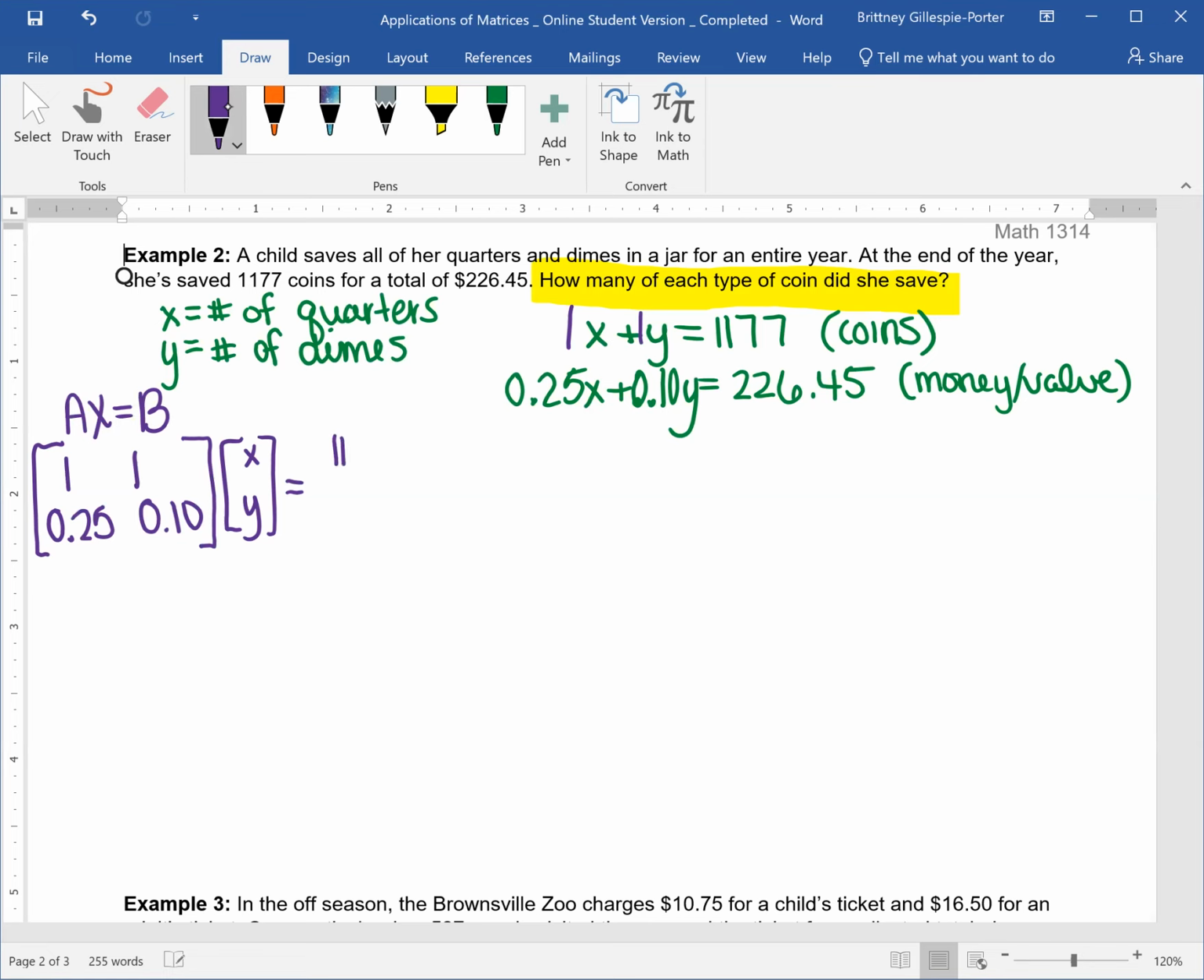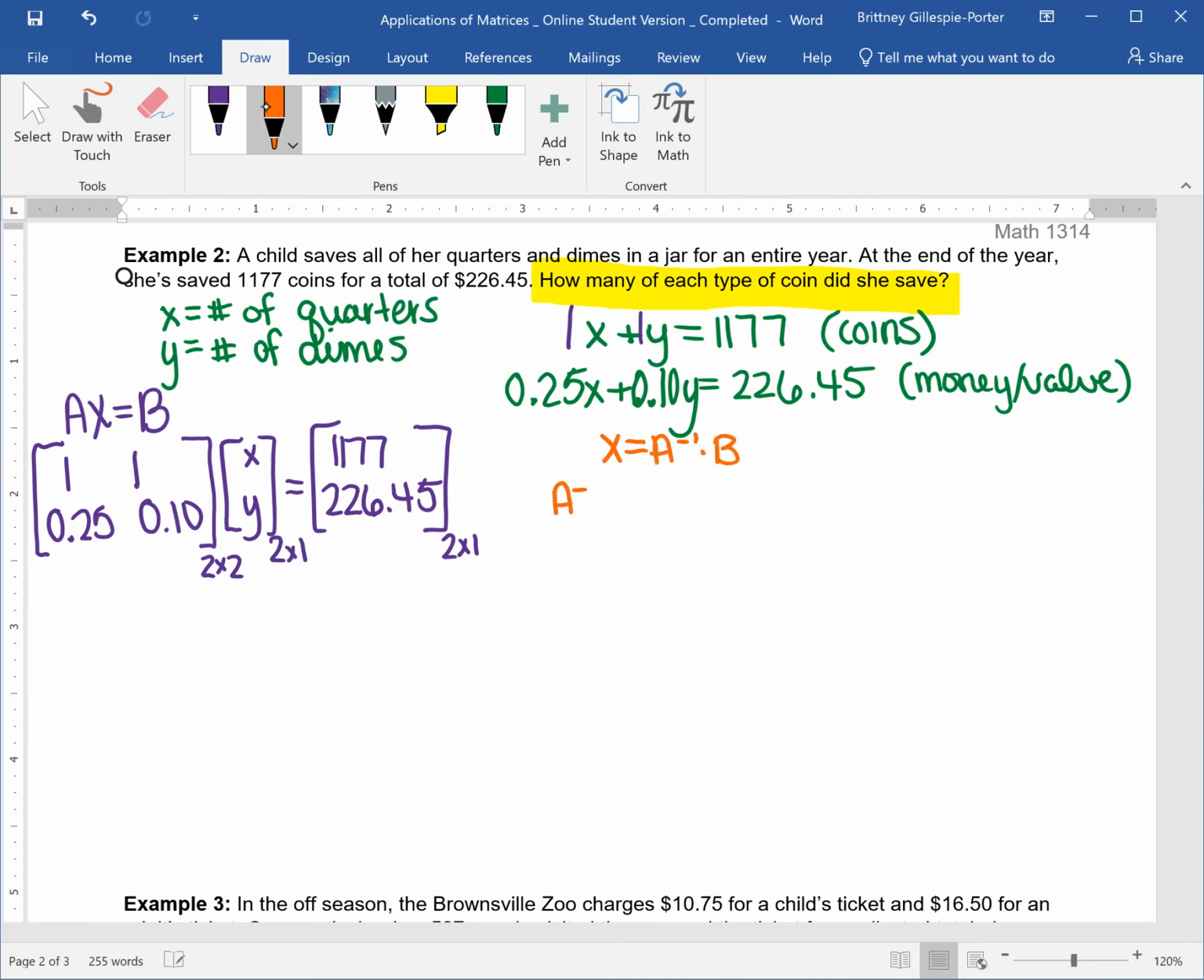And don't mix and match. If you put your 1177 first, your 1, 1 better be in the first row as well. You cannot mix and match where your answers go in your B column. And again, A is a 2 by 2, X is a 2 by 1, and B is a 2 by 1. Remember that we have to solve this. So we're going to have X equal to A inverse times B.